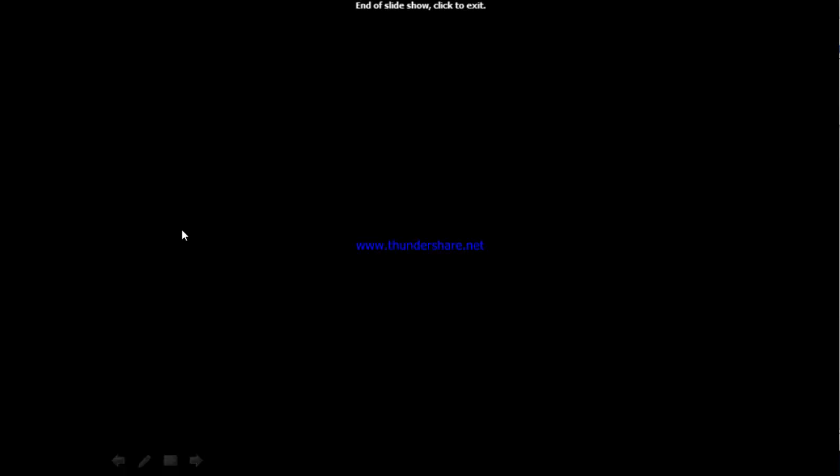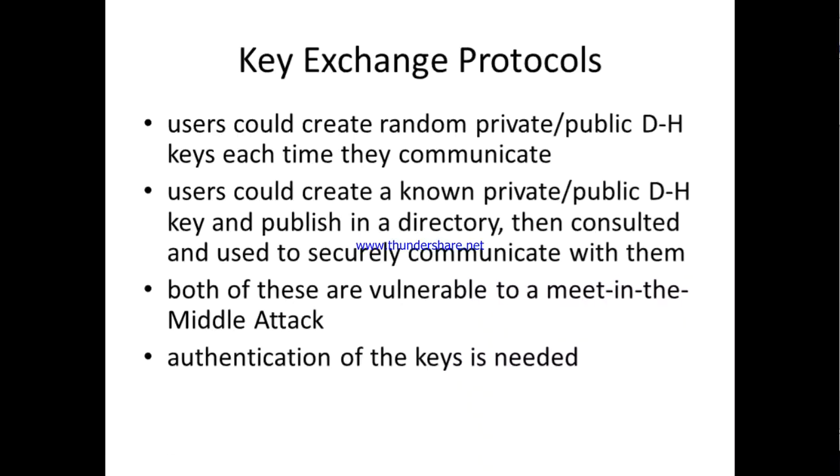Okay, so this is about Diffie-Hellman key exchange, but the main problem with the Diffie-Hellman key exchange is the man in the middle attack or meet in the middle attack. So with this attack, I'll tell you in the next class.